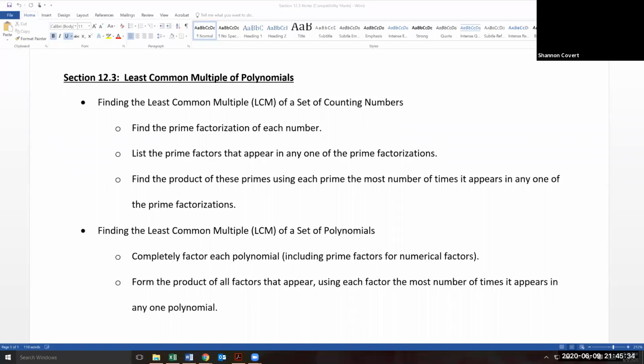The process for finding the least common multiple, or LCM, of a set of polynomials is very similar. Once again, you're going to completely factor each polynomial, including prime factors for numerical factors. Then you're going to form the product of all factors that appear, using each factor the most number of times it appears in any one polynomial.